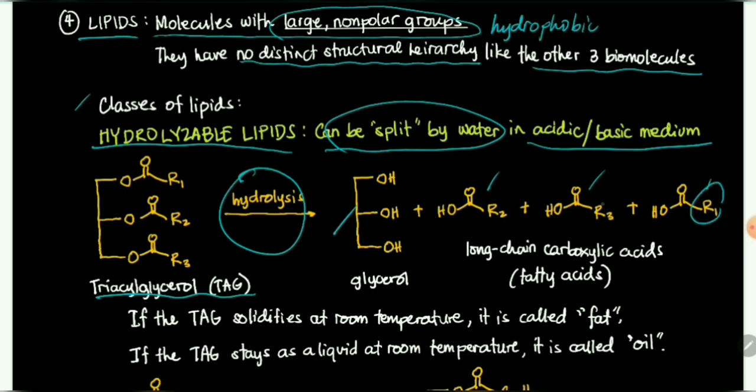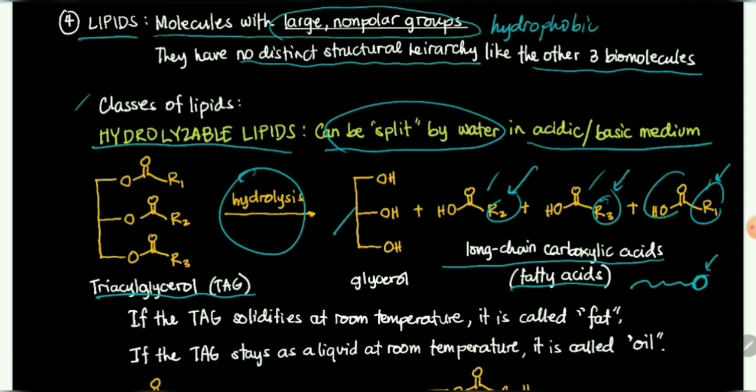Kasi yung R1, R2, and R3 natin ay mga long chain na alkyl groups. So tinatawag silang long chain carboxylic acids or fatty acids. So yung mga long chain non-polar groups na to, ito yung mga tinatawag na hydrophobic tail. So kung meron kang tail, tapos meron kang hydrophilic head, yung hydrophilic head natin yung mga carboxylic acid groups.